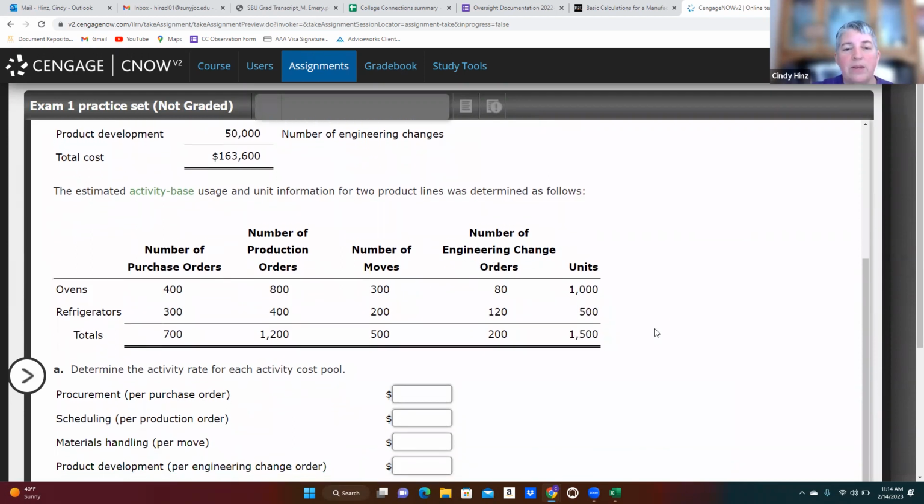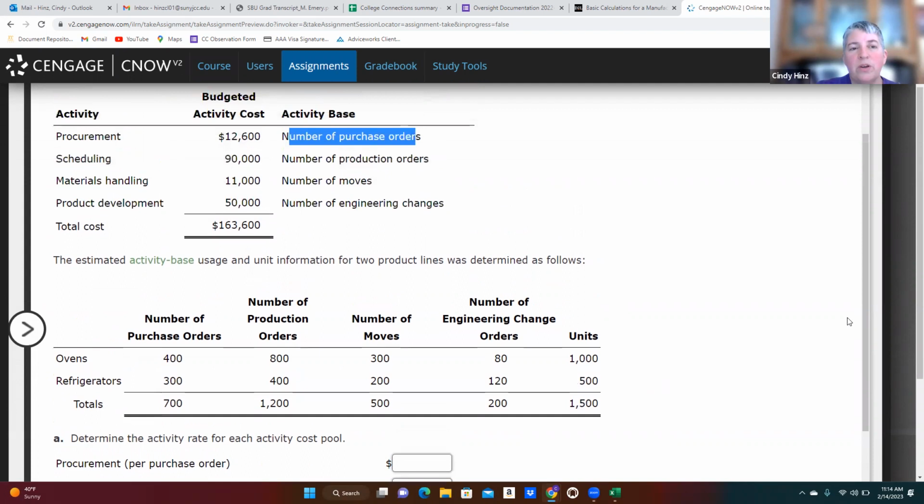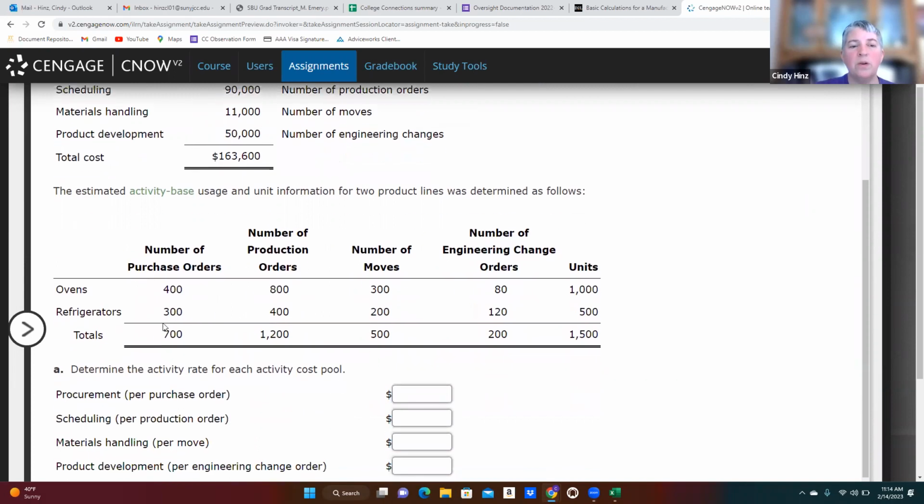And had I scrolled down, I would have seen letter A says determine the activity rate for each activity cost pool. So we start with procurement. The total cost for procurement in my version is $12,600. And we're going to allocate that based on purchase orders, and there are 700 total purchase orders. So divide by 700, and we get a cost of $18 per purchase order.